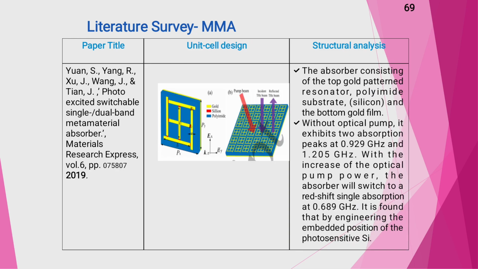The second paper is a photo excited switchable single and dual band metamaterial absorber. In this case, the author used three different layers with two different types of substrate. Here they used silicon and polyimide as the substrate, and gold is the metal. Gold definitely increases the cost. Additionally, instead of using one dielectric layer, they use two different dielectric layers, so it increases the multi-layer structure. So it increases the chance of fabrication and design difficulties.